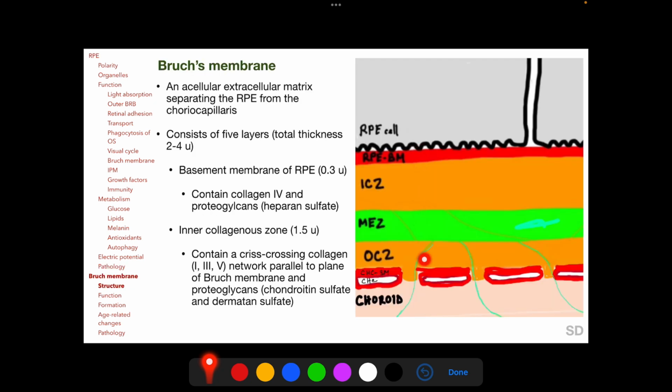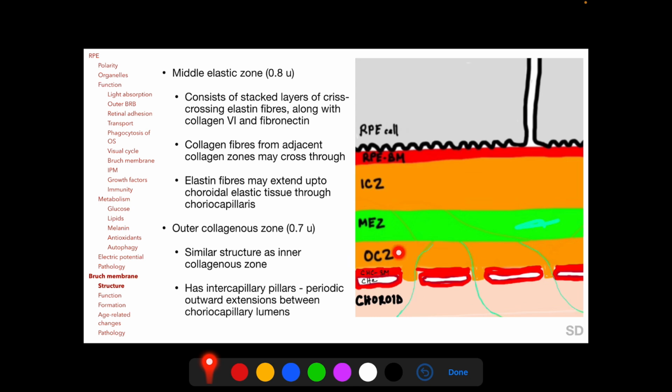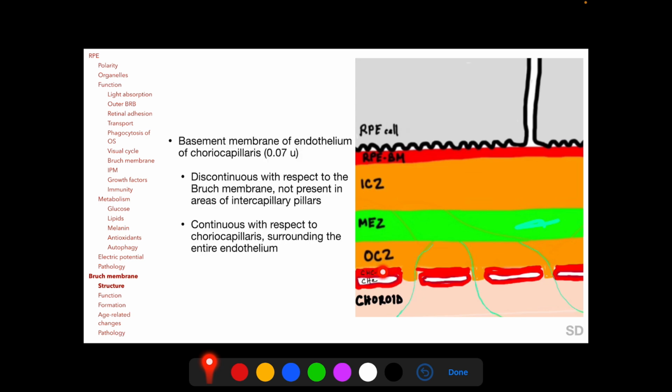Bruch's membrane is an extracellular matrix separating the retinal pigment epithelium from the choriocapillaries, and it consists of 5 layers with a total thickness of 2 to 4 microns. Starting from the RPE cell aspect towards the choroid, the 5 layers are the basement membrane of the retinal pigment epithelial cell, the inner collagenous zone, which is the thickest among the 5 layers of the Bruch's membrane, the middle elastic zone, the outer collagenous zone, which has intercapillary pillars as outward extensions between the choriocapillary lumens, and basement membrane of the endothelium of the choriocapillaries.